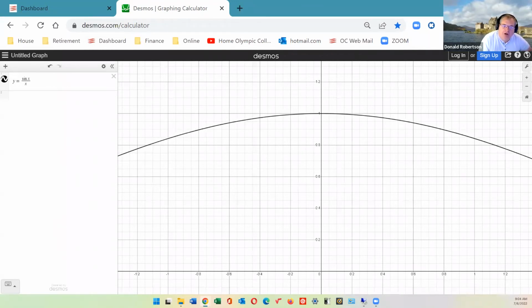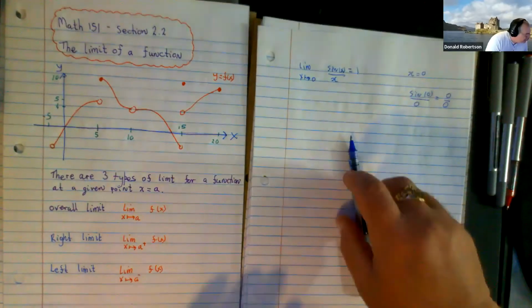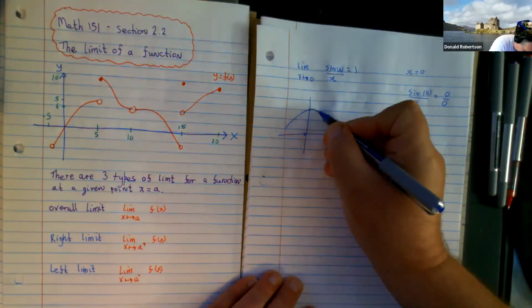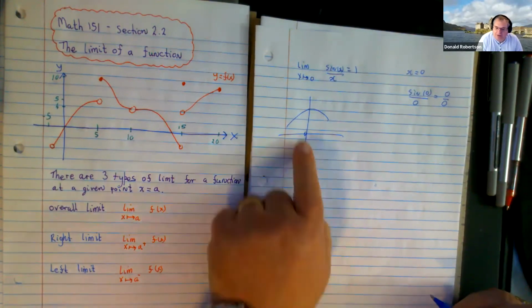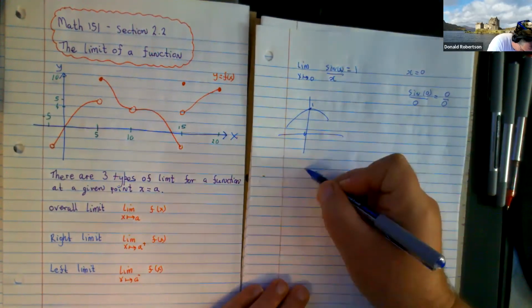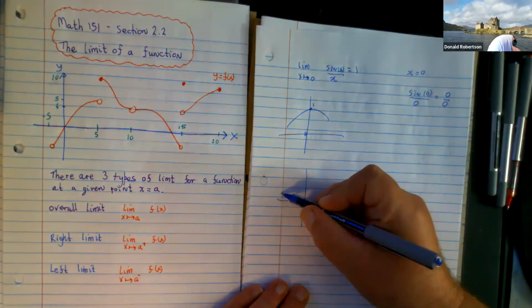Desmos is sometimes too clever for its own good. I'll tell you what I mean by that. This is what the picture roughly looks like in Desmos, right? And that guy there is 1. This is, in fact, what it should look like.